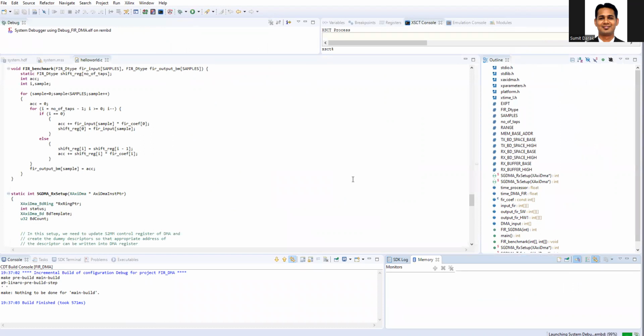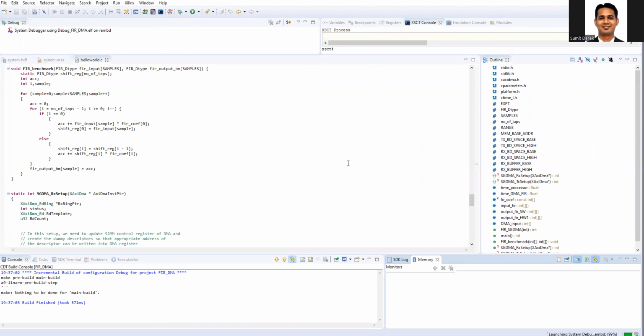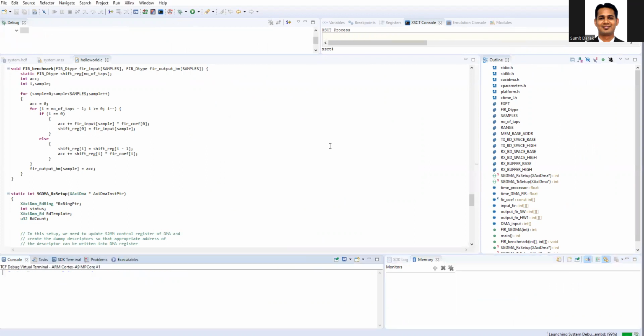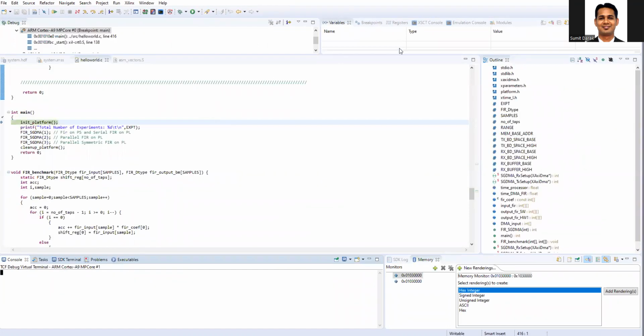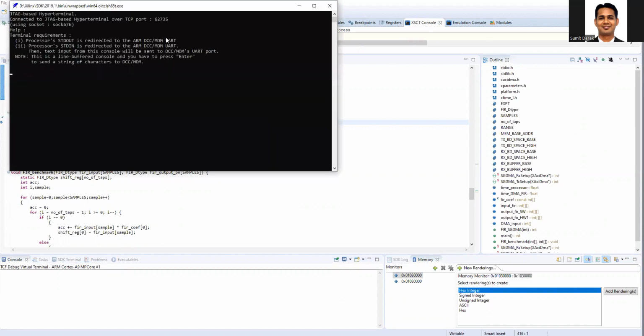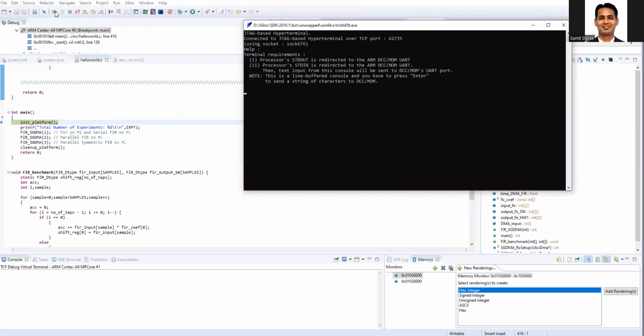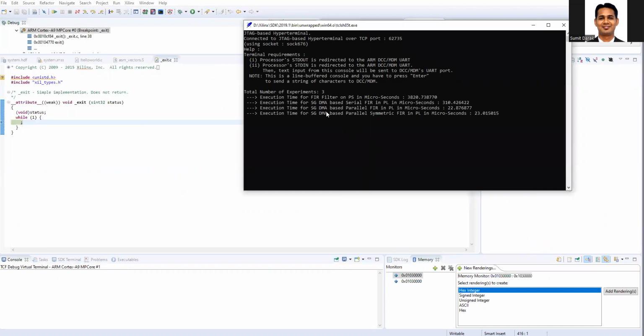So here I have connected to my remote hardware. I'm using the Zedboard, which is remotely connected. That's why I'm using the debug mode so that I can see the output on the UART. I'll just quickly run the entire code. And you can see that I got the execution time for 3 experiments.